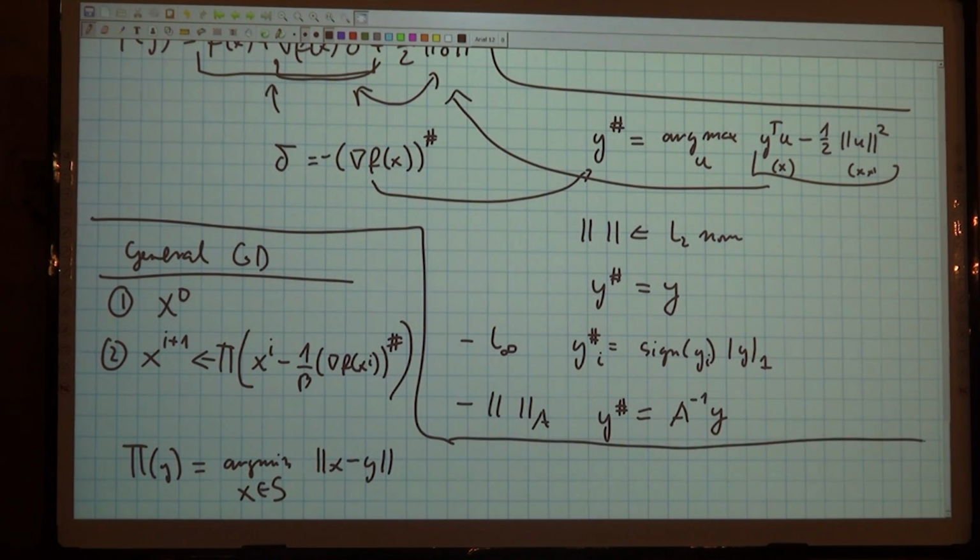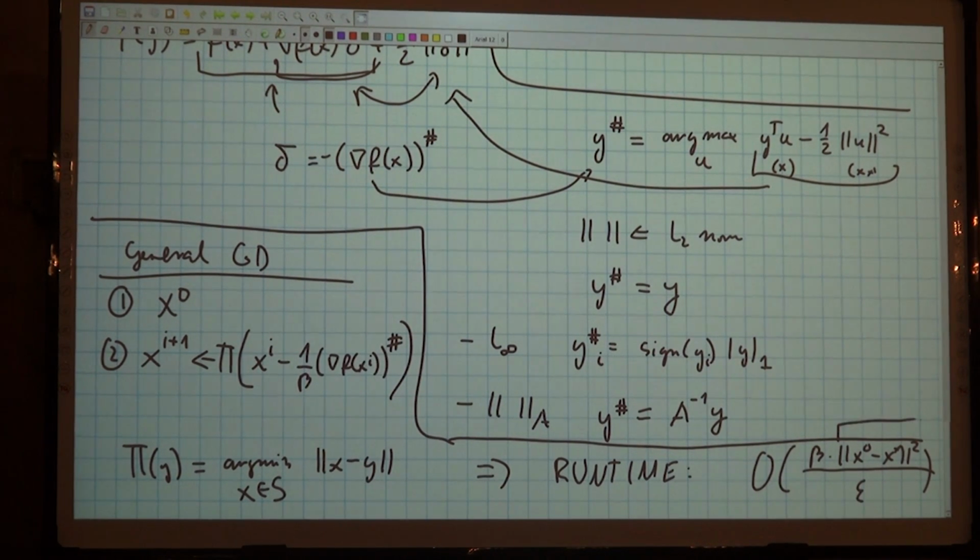Now the question is, what is the running time? Everything generalizes; all the numbers are the same in the end, they just have a slightly different meaning. The running time is O of beta times the initial distance from the optimum, measured in the norm that we care about, over epsilon. And this is really the big gain.